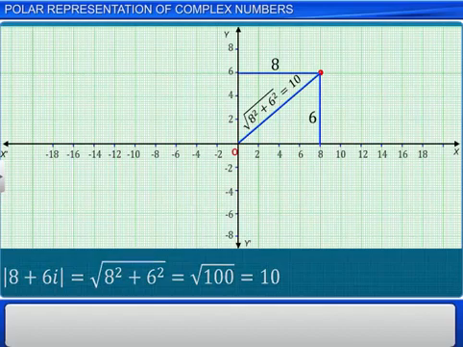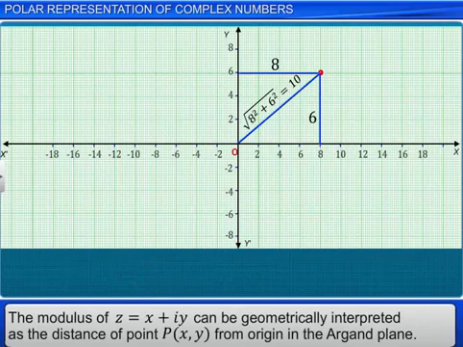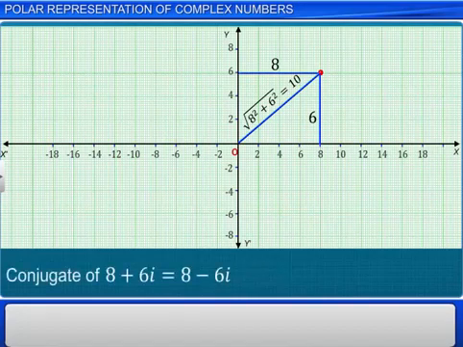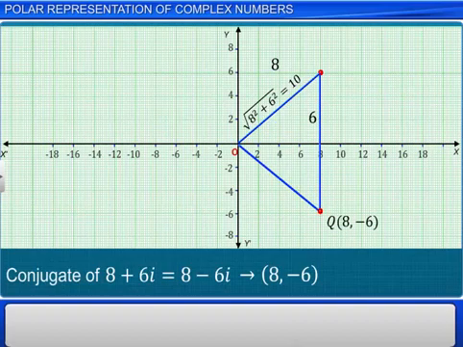Therefore, the modulus of complex number z equal to x plus iy can be geometrically interpreted as the distance of point P(x, y) from the origin in the Argand plane. Let's represent the conjugate of complex number 8 plus 6i. The conjugate of the complex number is 8 minus 6i. This complex number corresponds to the ordered pair (8, -6). Point Q(8, -6) in the Argand plane represents the conjugate of the given complex number.